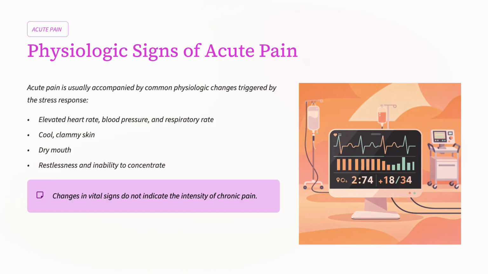So what are the signs of acute pain? Usually there's some other physiologic change that is triggering a stress response in the patient. Most of the time when they're in pain, you're going to see an elevated heart rate or tachycardia. Maybe their blood pressure goes up and their respiratory rate will go up. Also, they may have some cool or clammy skin, sometimes a dry mouth, and they may be restless or unable to concentrate.